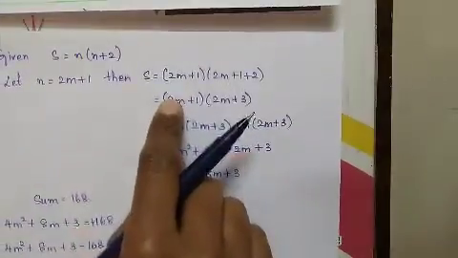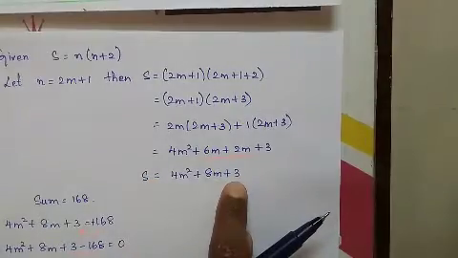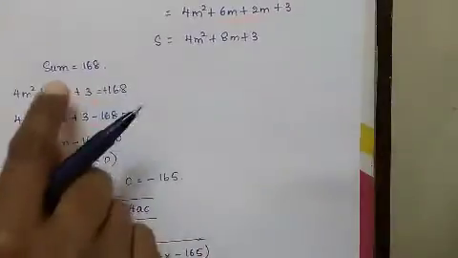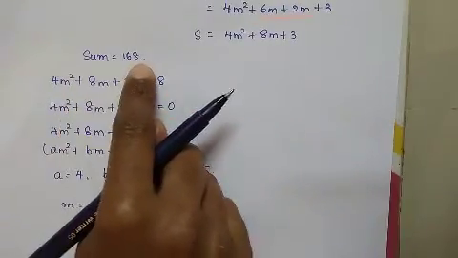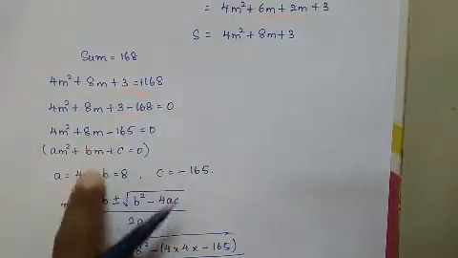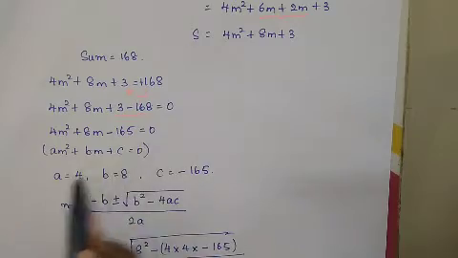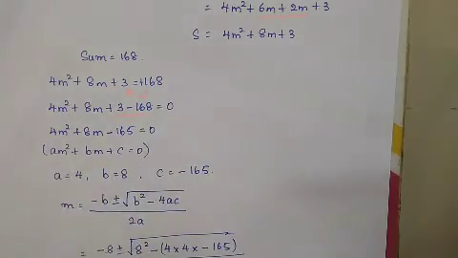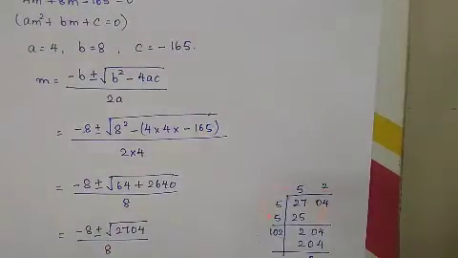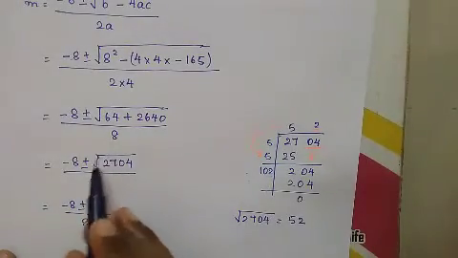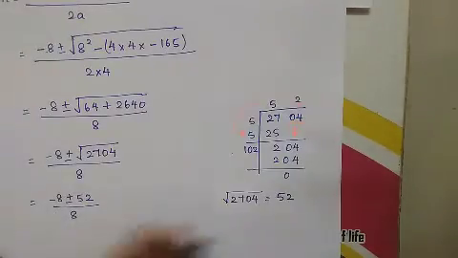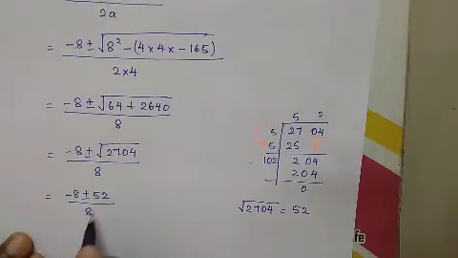Then we have to alter the sum to get it in terms of m. Then in the problem they had given the sum. Substitute that sum in this equation. You are going to get a quadratic equation. This is the general form of the quadratic equation, and the solution is given by this. Substitute the values and you will get a square root number. Solve this by this method and you will get these two numbers.